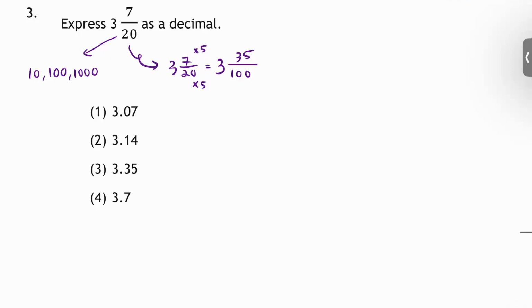So the answer is 3 point. So 35 over 100 means 35 hundredths. Let me just write it so that if you see this in English somewhere else, this is what you can do. 35 hundredths just means that number over 100. So this is 3.35.